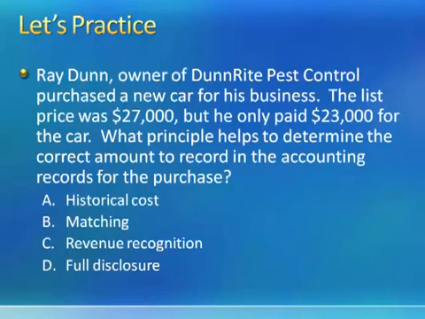Full disclosure requires that we report all information that's necessary to interpret the numbers contained in the financial statements. Revenue recognition requires us to report revenue on the income statement when it is earned. Matching requires us to report expenses and revenues when incurred and earned. And historical cost says that we report assets at their cost. So this historical cost principle would tell us to report the asset at cost, and the cost is $23,000. So the best answer is A, and the historical cost would be $23,000.